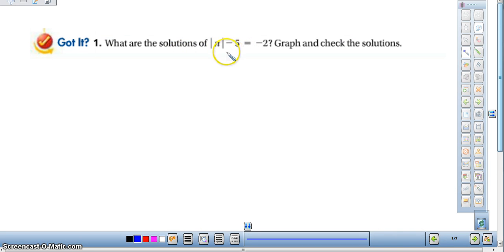So it's your turn to try. If you want to pause the video, do that. Please write this problem down, absolute value of n minus 5 equals negative 2, in your notes. First step, add 5. We have to get the absolute value by itself. When we look at that, we now have absolute value of n is going to be equal to 3. If the absolute value of n equals 3, what are the possibilities? The possibility is that n could be equal to 3, or n could be equal to negative 3.